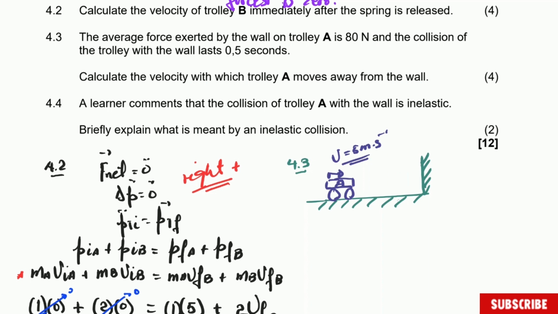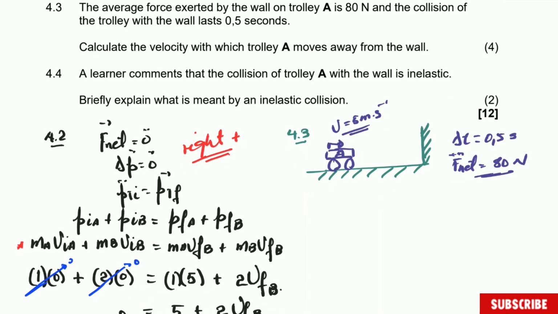In this case, they're telling you that the time of interaction with the wall is equal to 0.5 seconds, and they are telling you that the average force, I'm going to write F net in this case, but it's the average force, is 80 Newton. Okay, they ask you to calculate the final velocity of the trolley. So let's do that real fast.